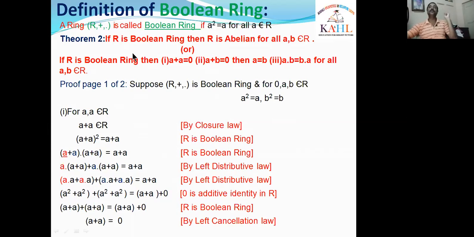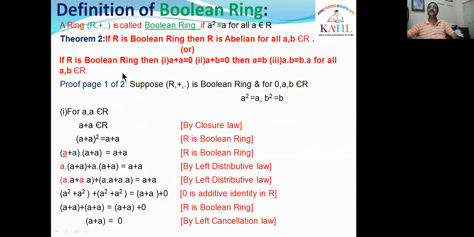We prove theorem 2, that is on the Boolean ring. What is the statement? If R is a Boolean ring, then R is abelian, for all a, b belongs to R. Or there is another statement. If R is a Boolean ring, then a + a = 0. The second bit is: if a + b = 0, then a = b. The third bit is that a·b = b·a for all a, b belongs to R.